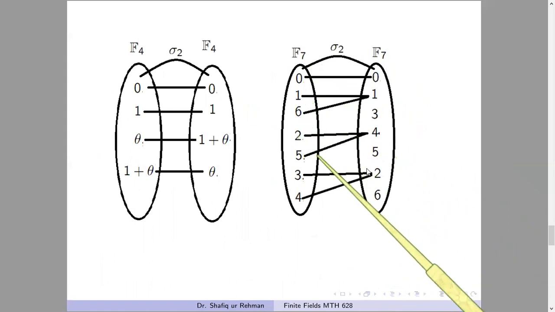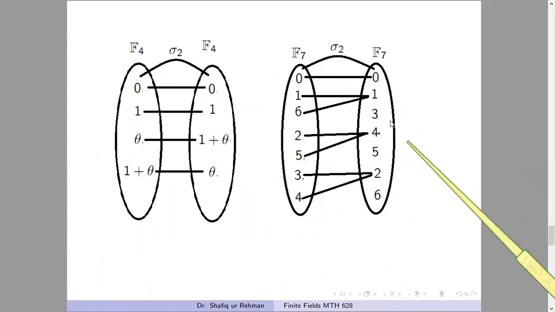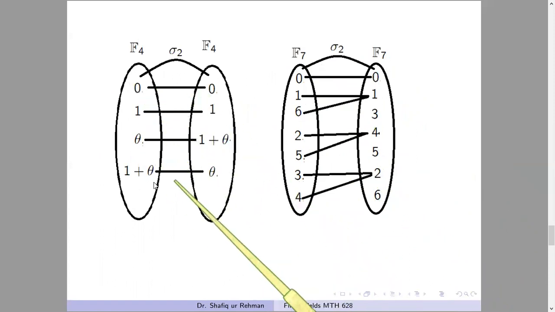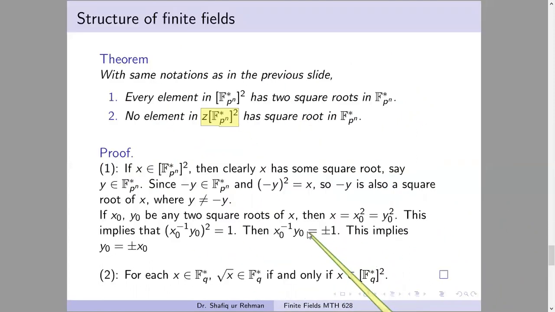4 has two square roots, 2 has two square roots, and the remaining have no square root. And here we have a unique square root. And now we generalize this. Here we talked about only the square roots. What about the other primes? बाकी primes के बारे में क्या ख्याल है? Cube root, fifth roots, seventh roots.